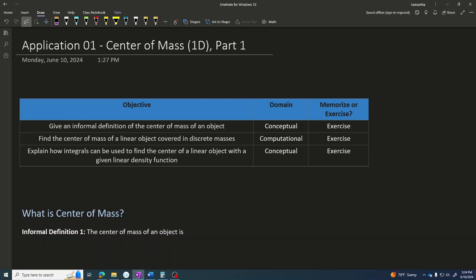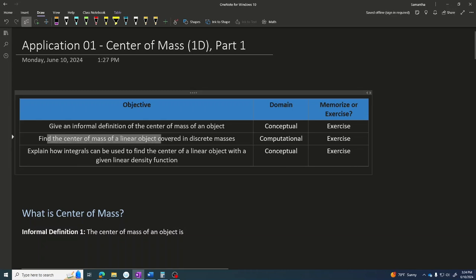How do you find the center of mass of a linear object, of a straight object, if you put masses on top of the object in different locations? And then we're going to connect this idea to what happens if we have a function that describes the density of an object at various positions.